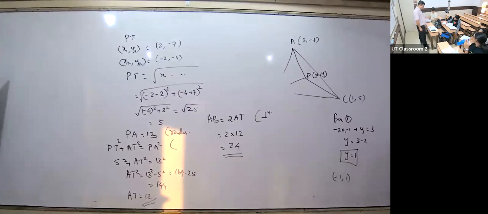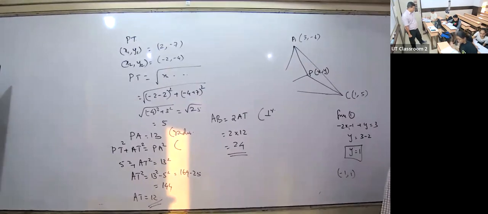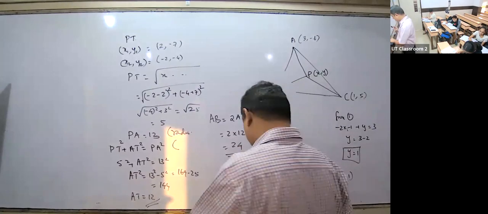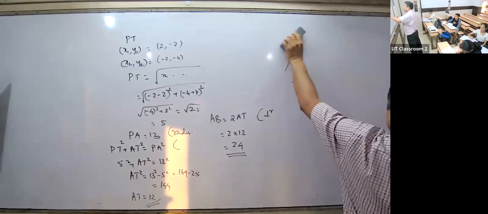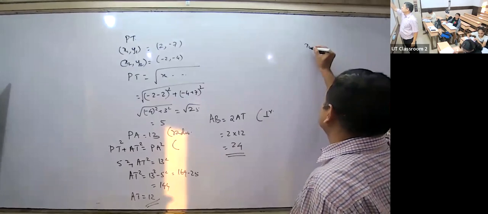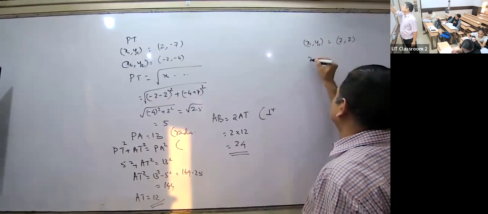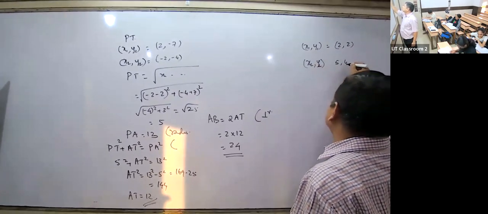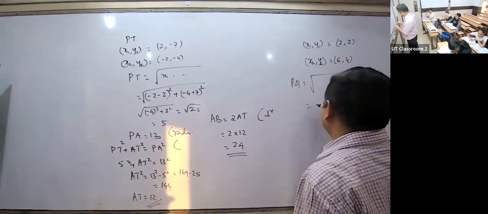Okay, next question, number 12. Calculate the distance between the point P (2, 2) and Q (5, 4), correct to 3 significant figures. So you know how to find out PQ? So what is X1, Y1? 2, 2. And X2, Y2? 5, 4. So, find out PQ, apply the formula.